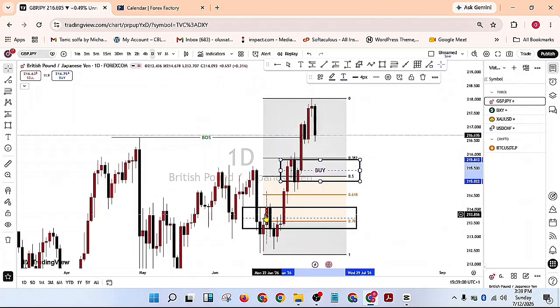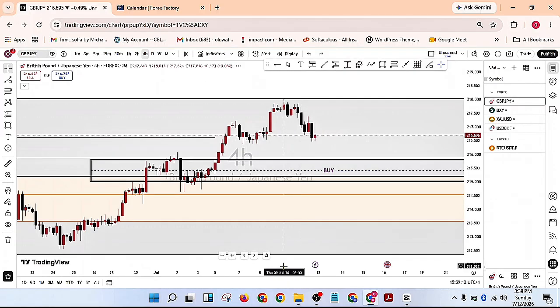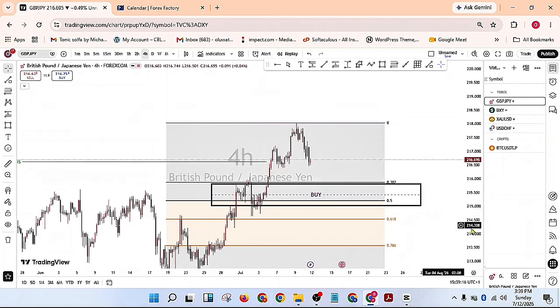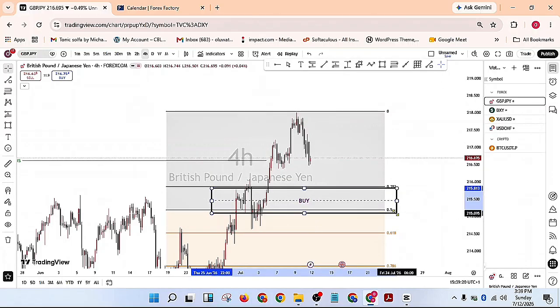So don't expect GBPJPY to come here now. I don't expect it to come to this place now. So the nearest buy is around here. Let me go to 4 hours. If I go to 4 hours, at any point that I want to be buying, I need liquidity.